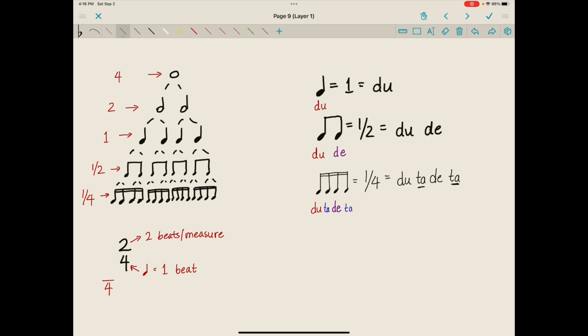So we would say this quarter note as do, do, do, do. The 1/8 notes would be do, day, do, day, do, day, do, day. And given that same tempo, the same speed, we would say do, ta, day, ta, do, ta, day, ta, do, ta, day, ta, do, ta, day, ta.